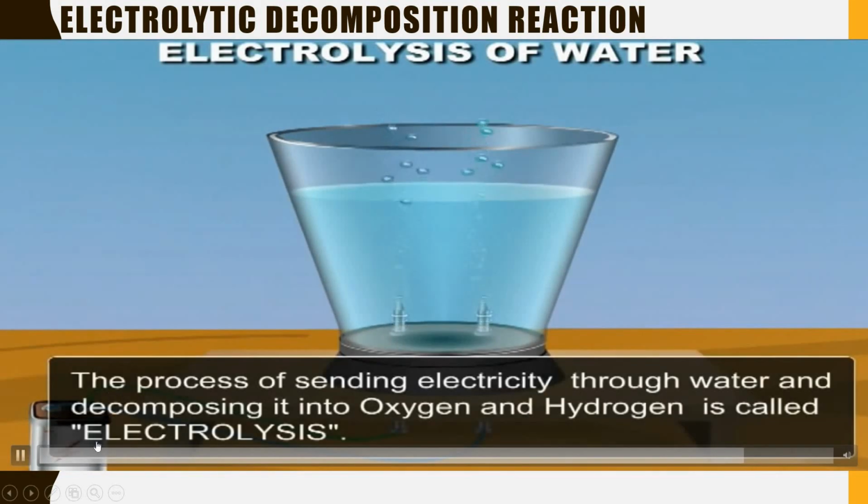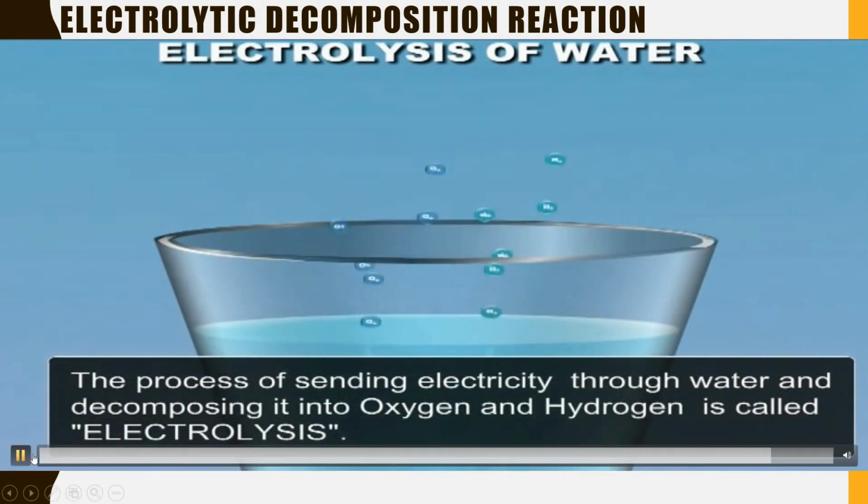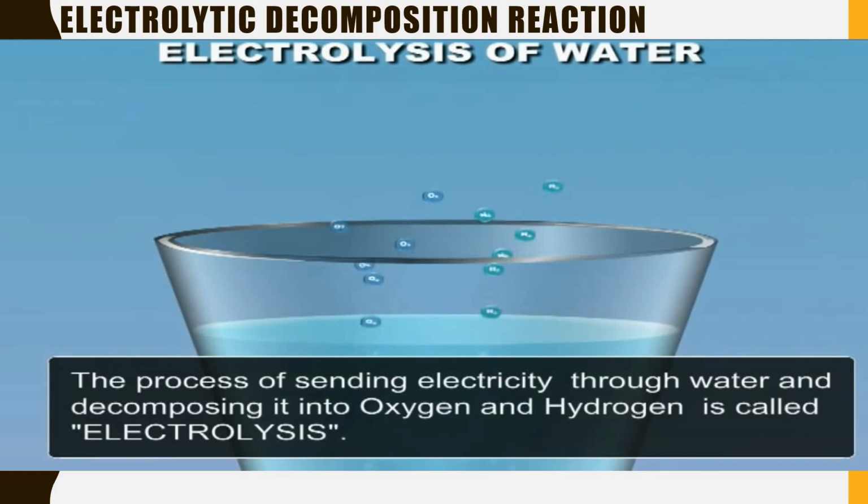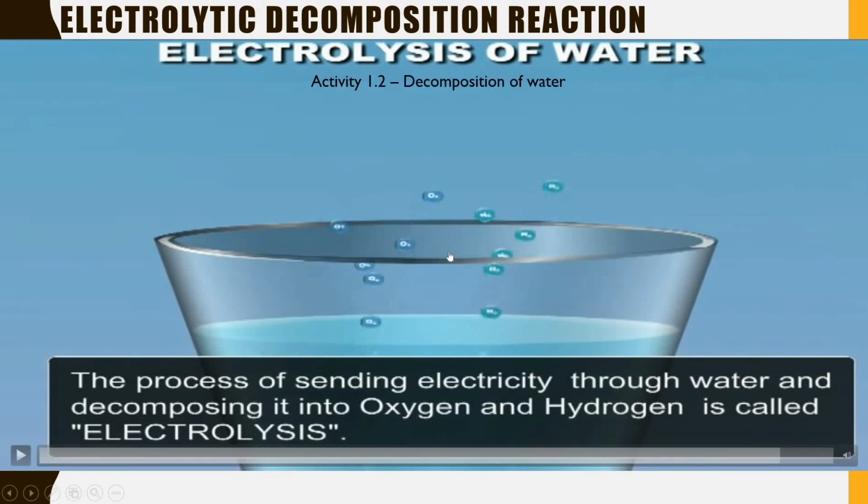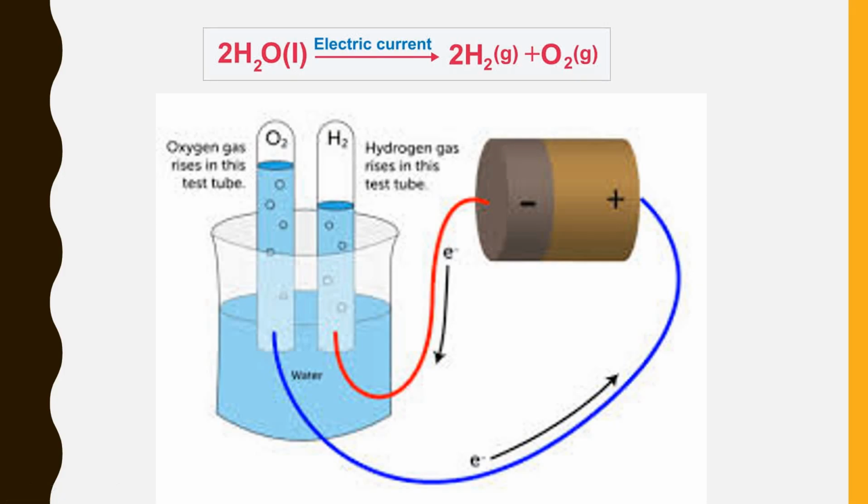So the process of passing electricity through water, which decomposes into oxygen and hydrogen, is called electrolysis. This can be represented as 2H2O, which when decomposed gives 2H2 plus O2.